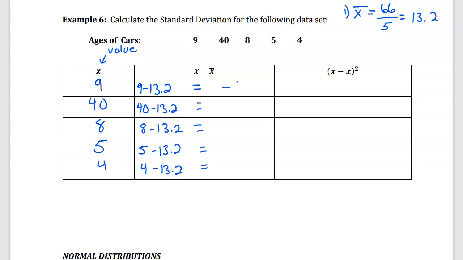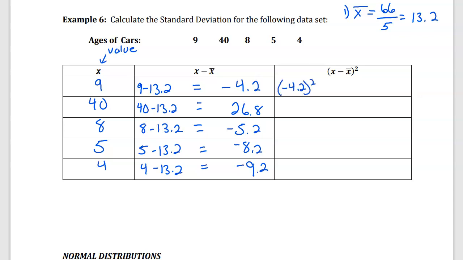So I will get a negative 4.2, a 26.8, negative 5.2, negative 8.2, and a negative 9.2. So we have taken each value and subtracted the mean from it. This is that deviation. How far is it deviating from the mean? Now we have to square each of those values.